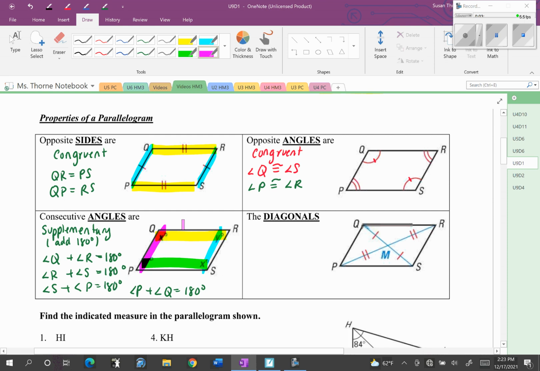So then the diagonals bisect each other, which means cut in half. So that means QM equals MS and PM equals MR. So those are the properties of the parallelogram.